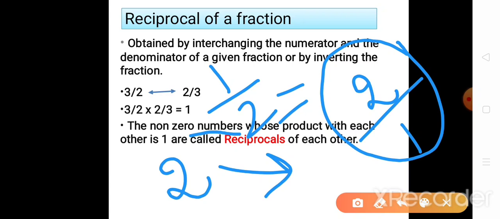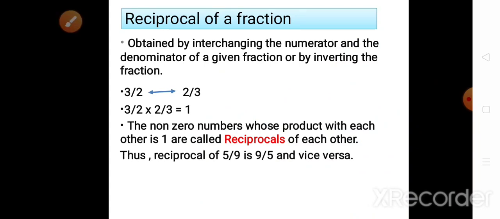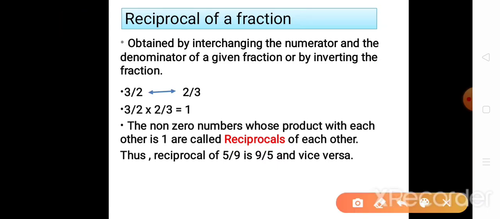So what you can do is, whenever you get any number, you can convert it into its fractional form and then find its reciprocal, just to make things easier for you. So in this way, you can try with any number you want. And therefore, we have an example here which says the reciprocal of 5 by 9 is 9 by 5 and vice versa. That means the reciprocal of 9 by 5 is also going to be 5 by 9. I hope reciprocal is clear to you.